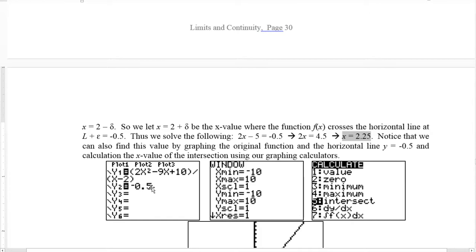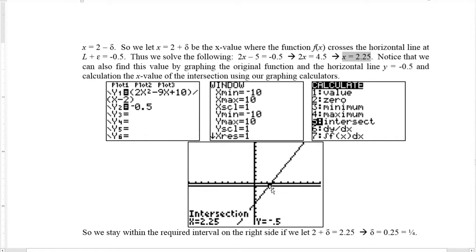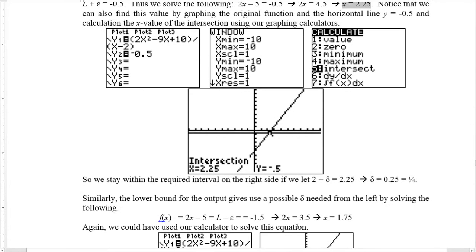We can also find the same thing by graphing a horizontal line. Y2 is negative 0.5. Y1 is our original function. I just use the standard window here and do a calc intersect on the TI-84 calculator, and we find the same x value of 2.25. So we would stay within the required interval on the right side if we let this x value be 2 plus delta. So 2 plus delta equals 2.25, so delta equals 0.25, or 1/4.